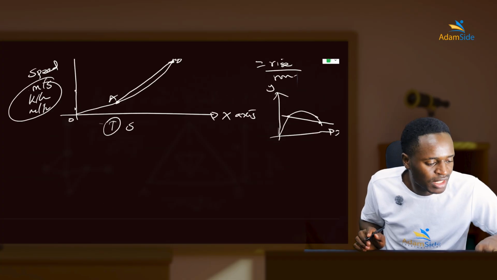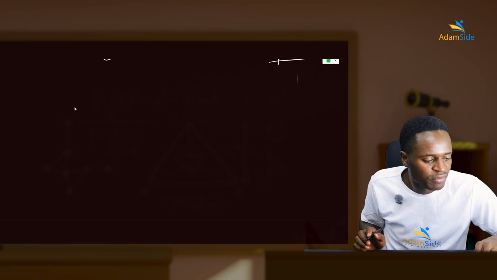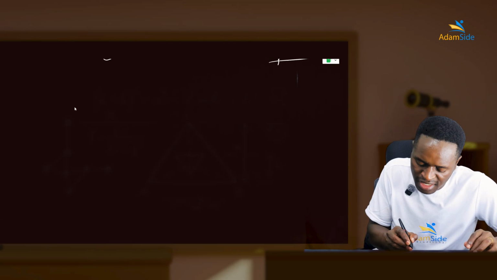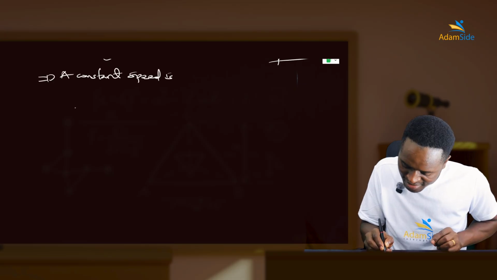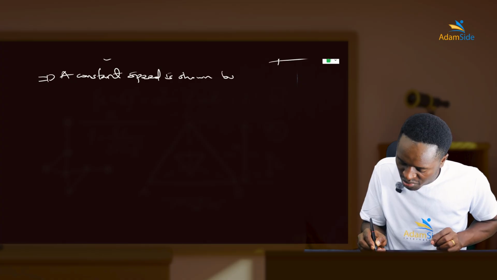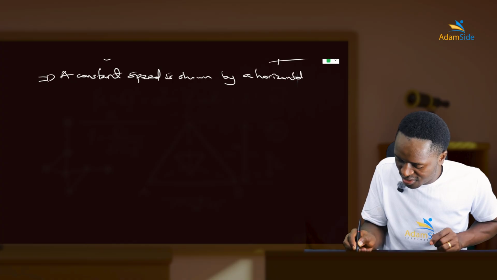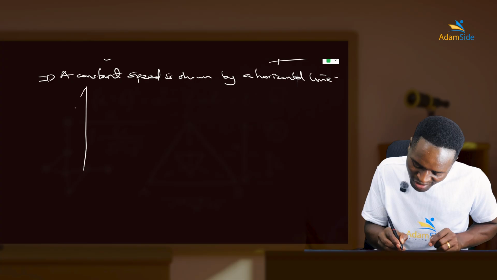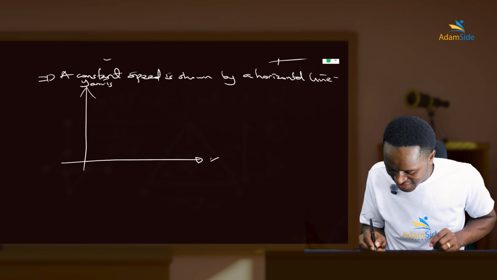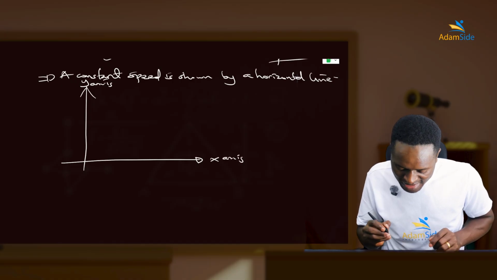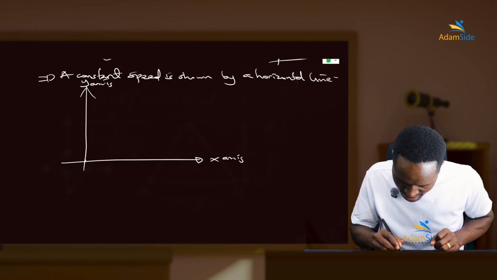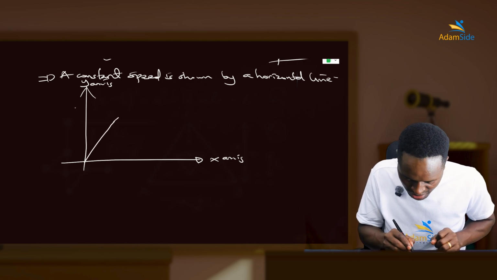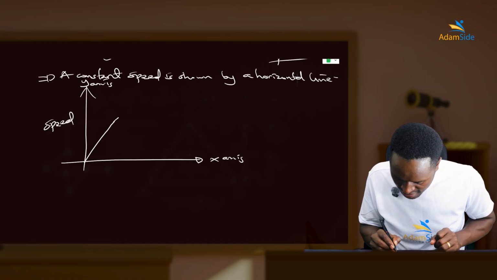You can have some scenarios where maybe you're told to find for how long the car was traveling at a constant speed. So understanding constant speed, we say constant speed is shown by a horizontal line. Here I have my sketch, with the y-axis and x-axis, and maybe you have this is speed and this is time.